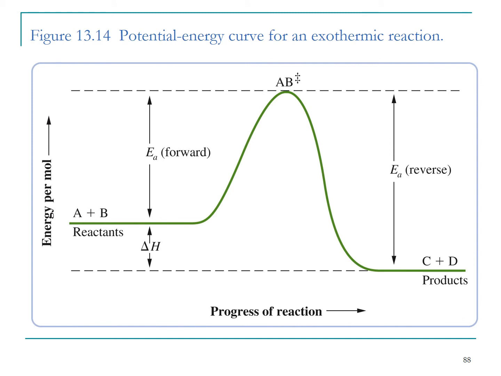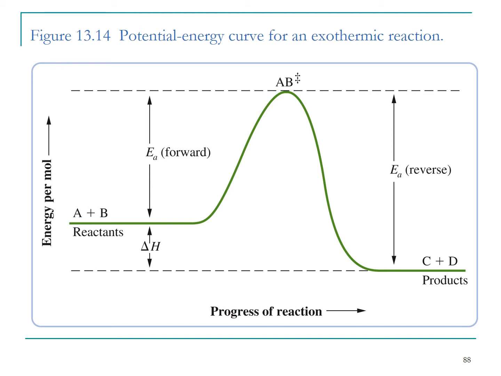All right, so this is an exothermic graph. Again, we have our reactants, A plus B. The activation energy is from the energy of the reactants up to the activated complex, AB star star. So activation energy. Then in this case, because it's exothermic, the products are at a lower energy than the reactants. So in this case, delta H is negative because it's final minus initial would be a negative number. So the delta H is always from reactants to products.